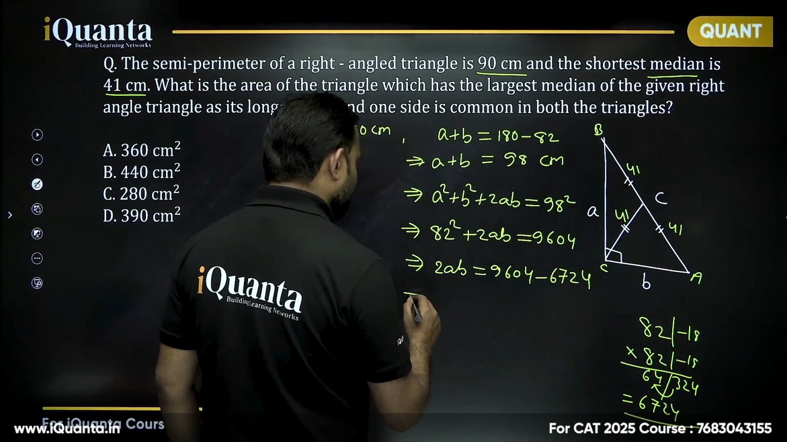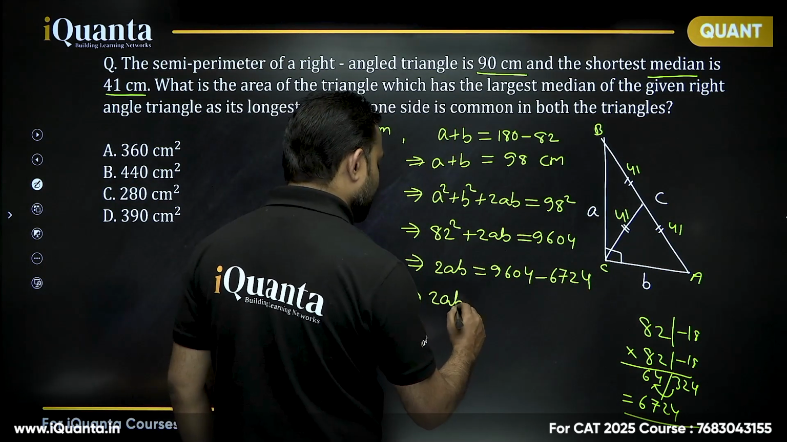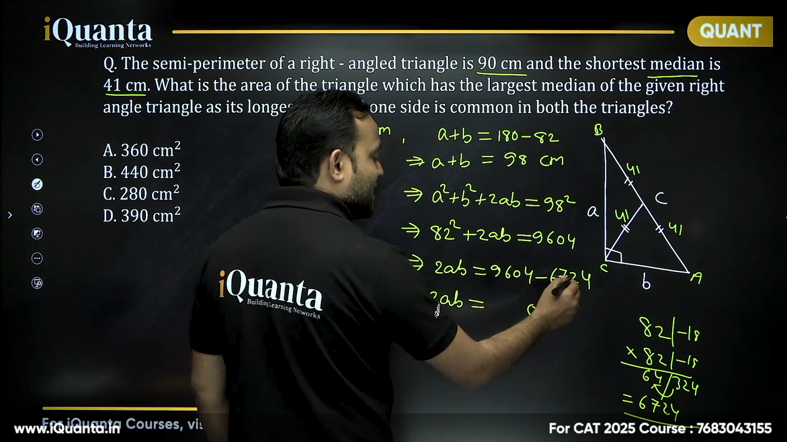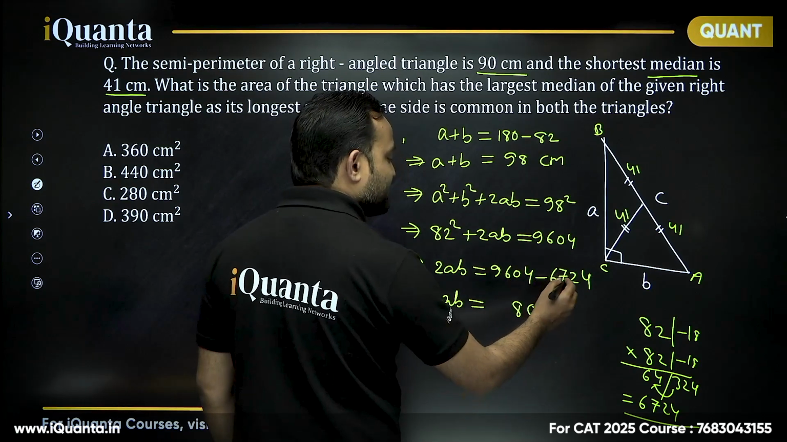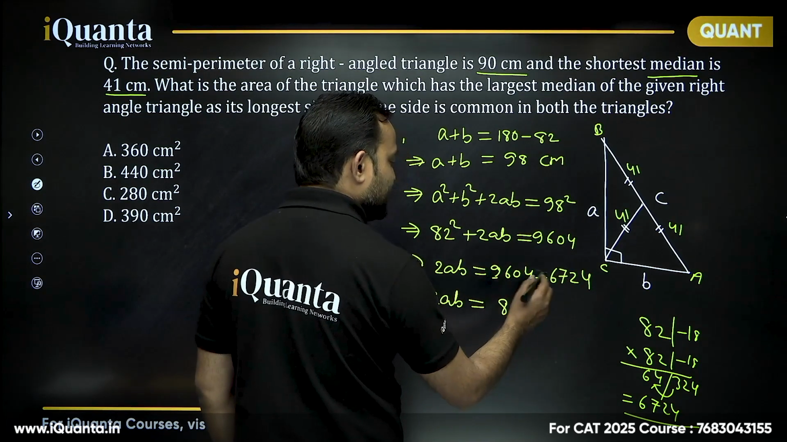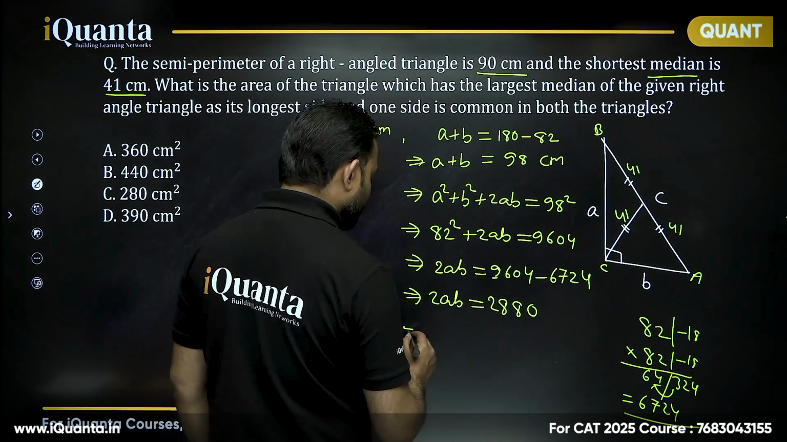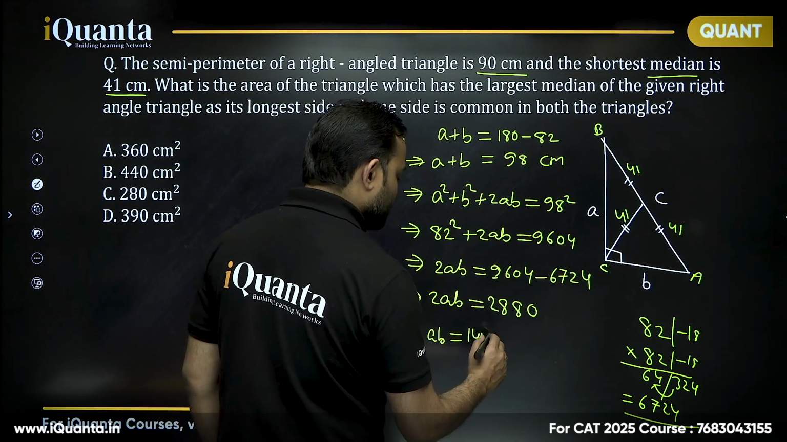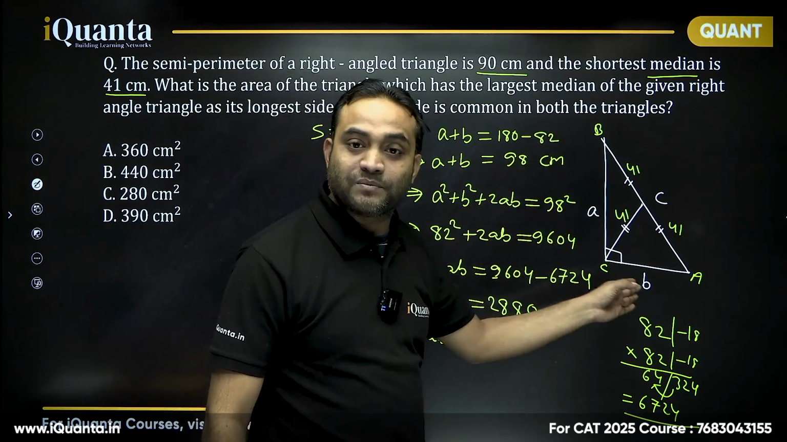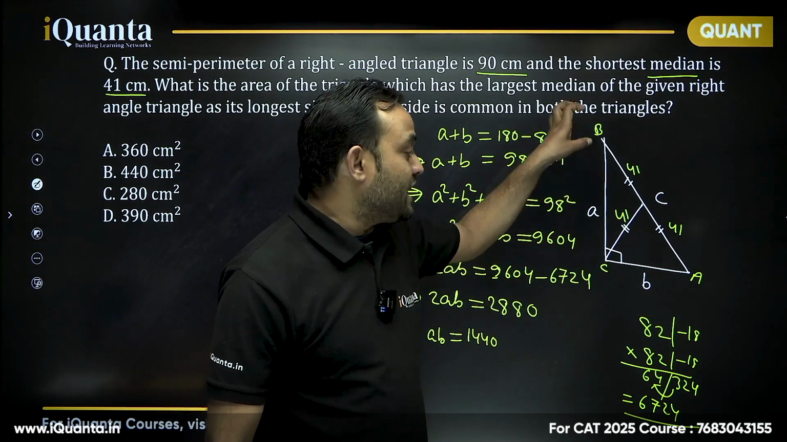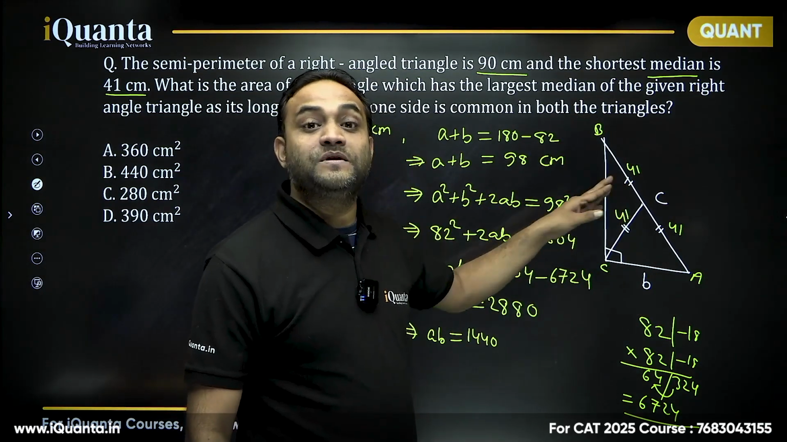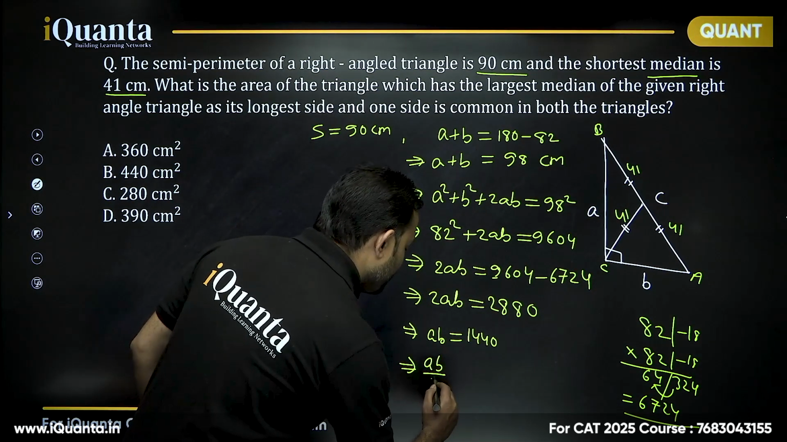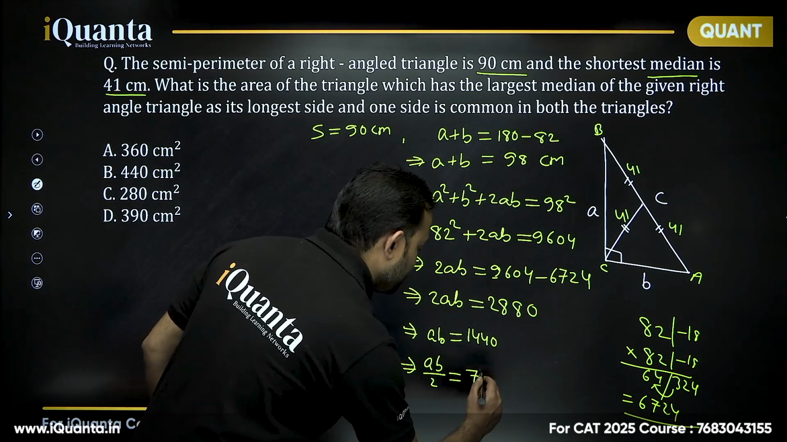Now from there we get 2AB is equal to, so 4 minus 4 is 0, 10 minus 2 is 8, 15 minus 7 is 8, 9 minus 6 is 3, so 2880. So from there we get AB is equal to 1440. And what is AB? A and B are the perpendicular sides. So what will be the area of this triangle? This will be AB by 2. So we can say area of this triangle is 1 by 2 A into B, this will be 720.